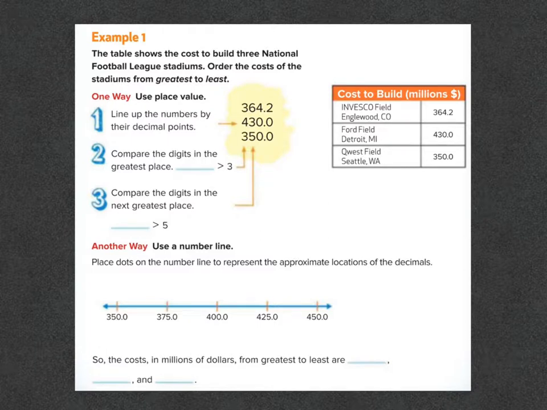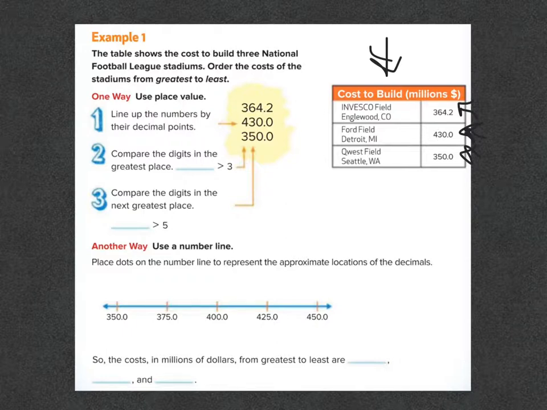Alright, so example 1 says, the table shows the cost to build 3 National Football League stadiums. Order the costs of the stadiums from greatest to least. So if I look at my table over here, I notice that to build the Invesco Field in Inglewood, Colorado, it cost $364.2 million. To build the Ford Field, Detroit, Michigan stadium, it was $430 million. And to build the Quest Field in Seattle, Washington was $350 million.